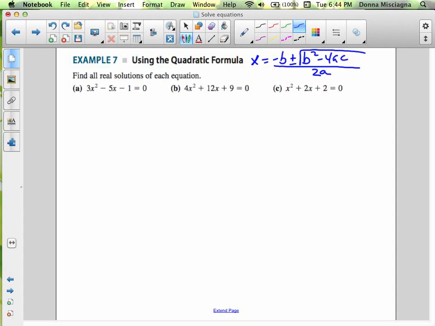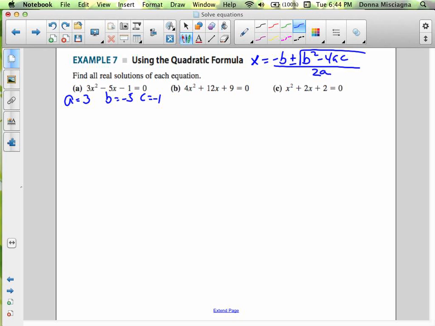All right, so in the first one, a is 3. So these are in standard form, which means x squared is first, then the x term, and then the constant, and then it's set equal to 0. If your equation is not in standard form, you need to get it in standard form first. So a equals 3, b equals negative 5, c equals negative 1.